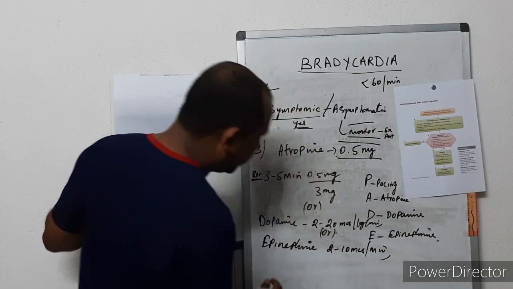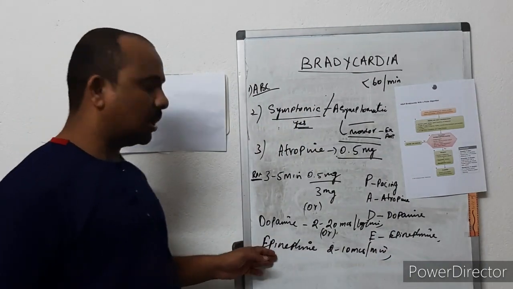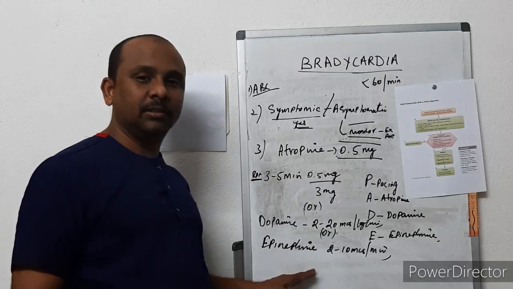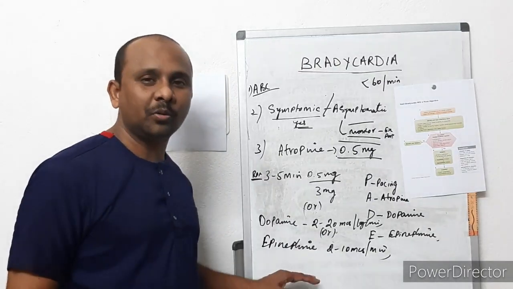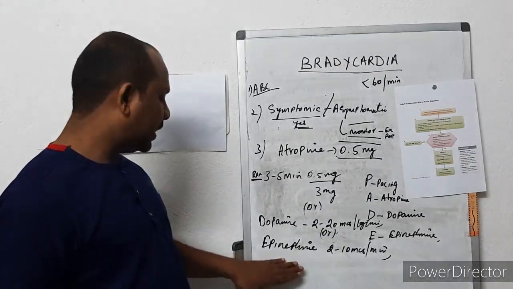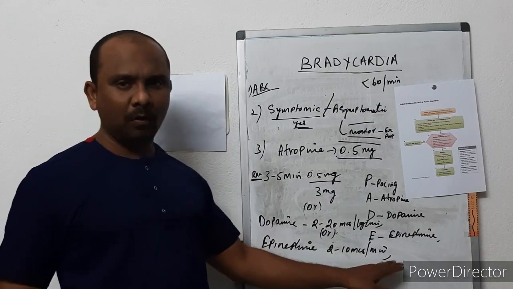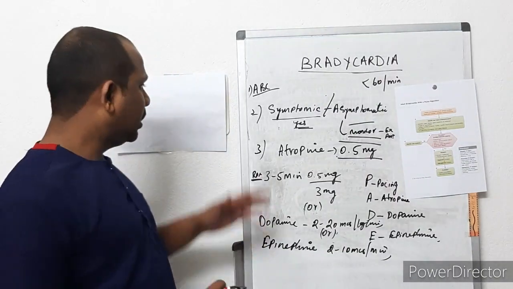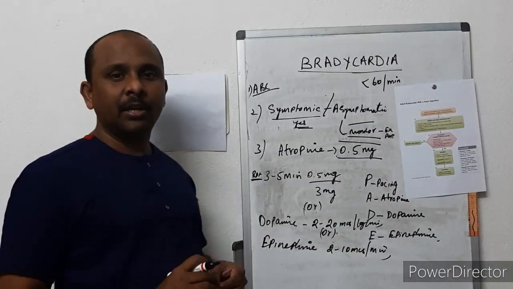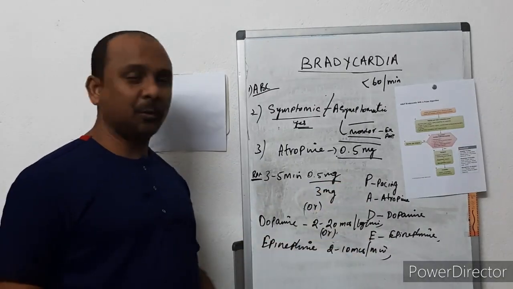So this is the dose of epinephrine that you can start as an infusion, nothing but adrenaline. How to calculate the dose, we are going to see in later classes. Just know that epinephrine is the drug of choice, right? Now we know how to treat the bradycardia, that is the PAD approach, right?